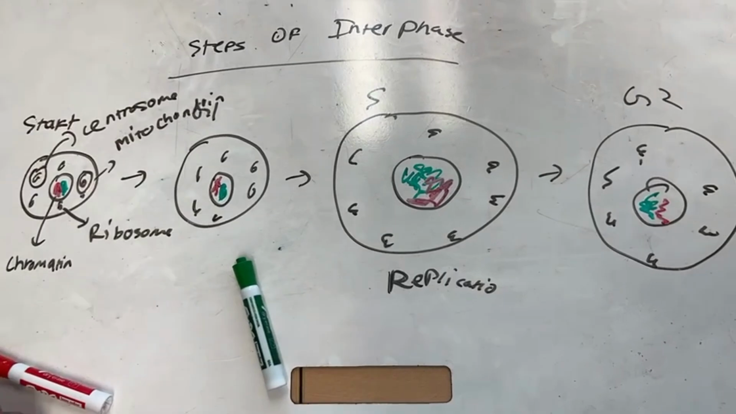And then lastly, in G2, the cell checks for errors in DNA replication and goes through a final period of growth and preparation before its first meiotic division.